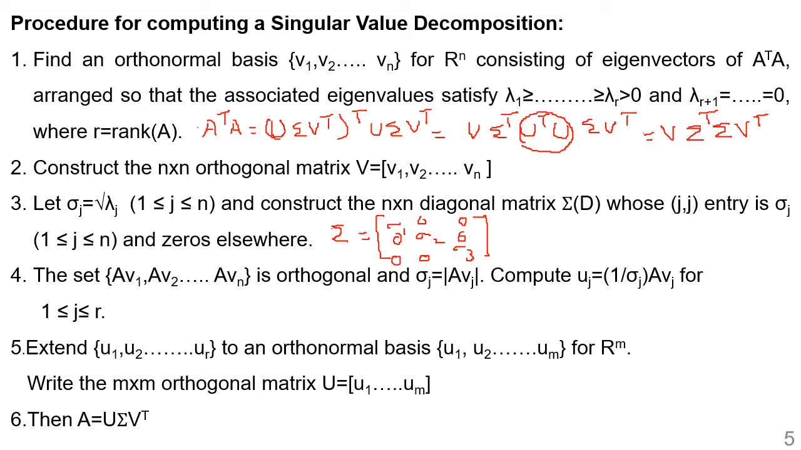Once we know this sigma matrix, we can compute the U matrix. U is computed by uj equal to 1 divided by sigma j times A times Vj. Once we know these basis vectors, which are called left singular vectors, we can form the matrix U equal to U1 up to Um in the m dimensional space. So we know V, U and sigma. So we can obtain A equal to U sigma V transpose.